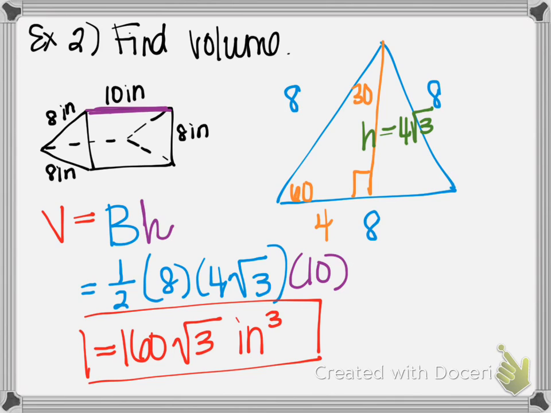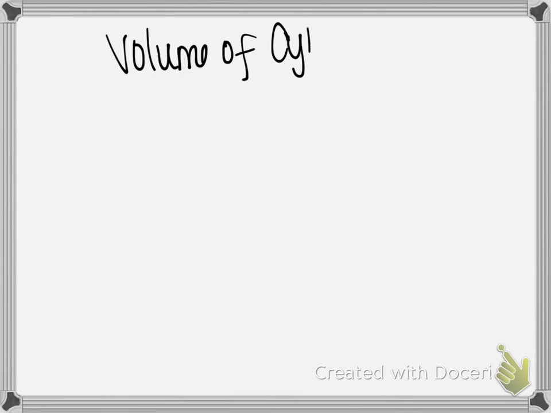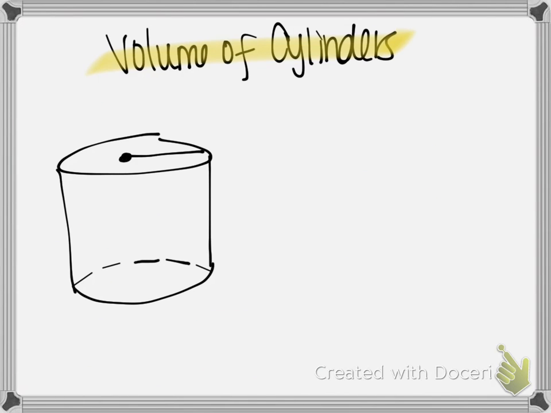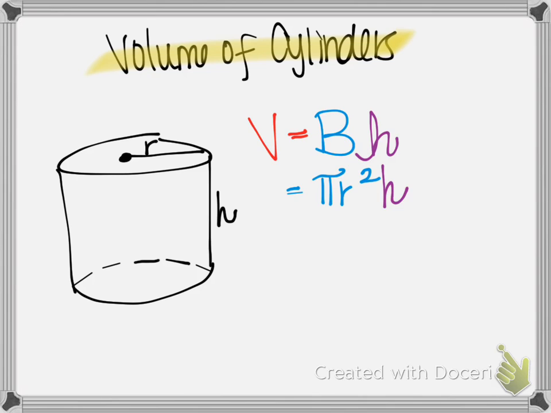Okay, let's now find the volume of cylinders. We need another formula, so let's draw a little picture and label some things. R stands for radius, H stands for height of the cylinder. The formula is exactly the same for a cylinder as for a prism. It's still area of the base times height, except in this case, the base is always a circle. So the area of the base will always be pi r squared times the height of the prism. I keep saying prism, of the cylinder.